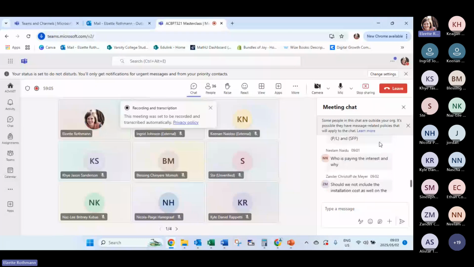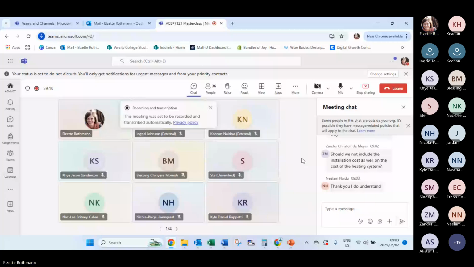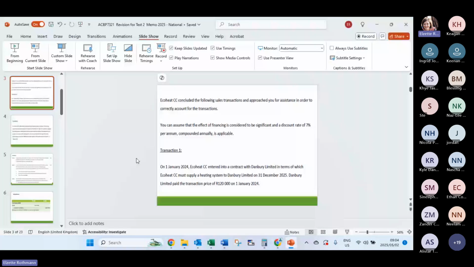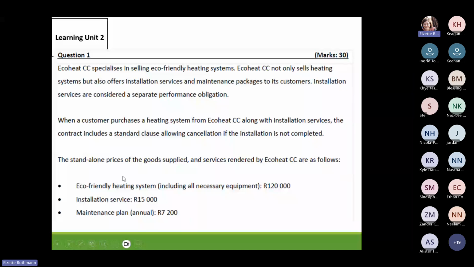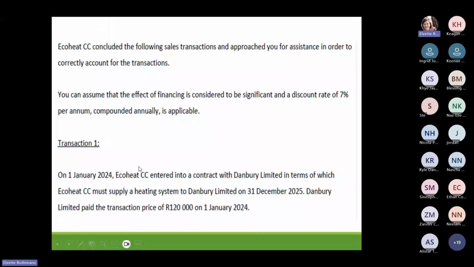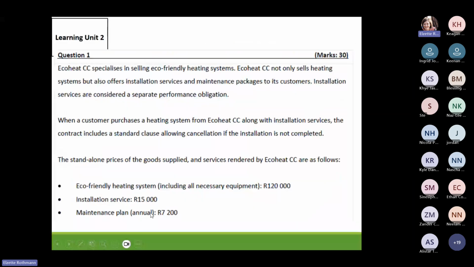Okay. Then there's another question. Should we not include the installation cost as well on the cost of the heating system? Zanda, I think, just quickly want to see. You are referring to this. So for this, we'll jump back to this in transaction 2. So in transaction 1, they just specifically tell us this was the price. So then we don't worry about all this information that they give us.